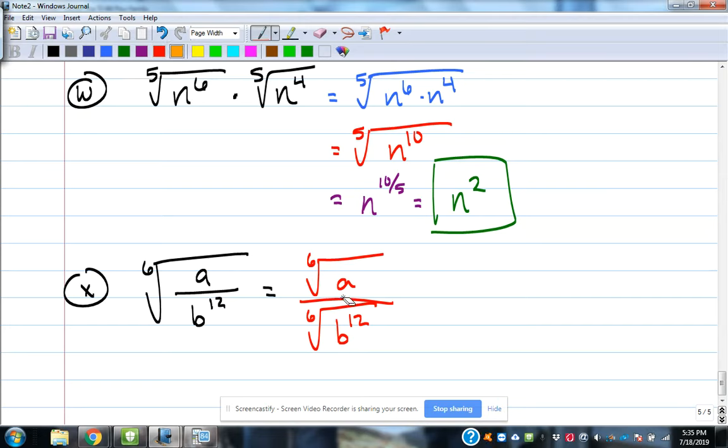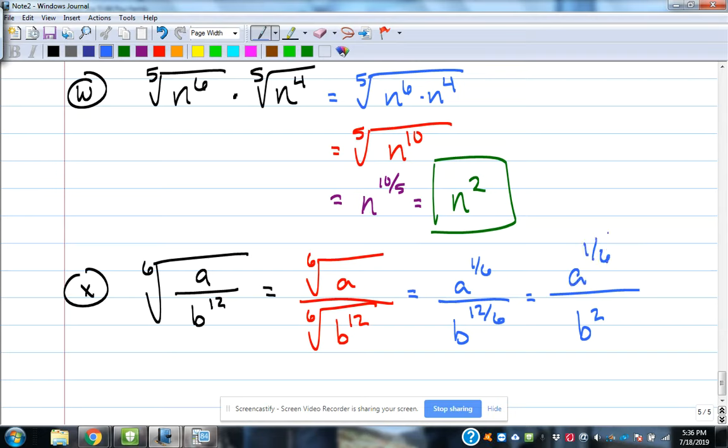Anytime it's a variable in a root, I'm going to convert that over. A to the 1/6 is going to be over b to the 12 over 6, and see if it'll simplify some. Well, the a to the 1/6 doesn't work out anyway. It doesn't do anything. But the 12 over 6 does. It ends up being b squared, and a to the 1/6 up there.